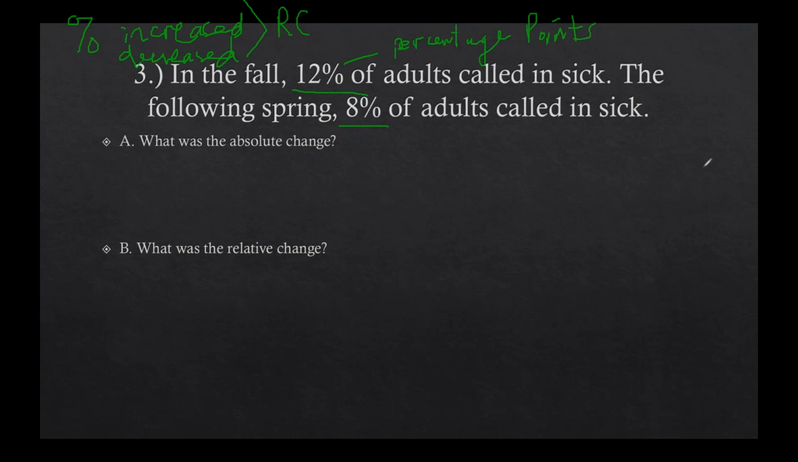Okay, I would like you to go ahead and try this one. It might be a little bit tricky, but I want to see what you guys can do. So I'm going to give you a minute. Go ahead and try to find the absolute and relative change using 12 and 8, right? Those are data values.